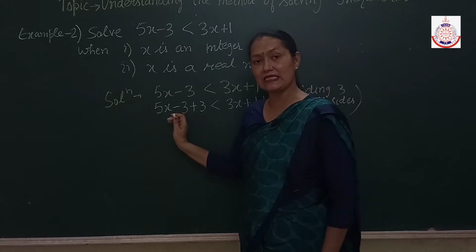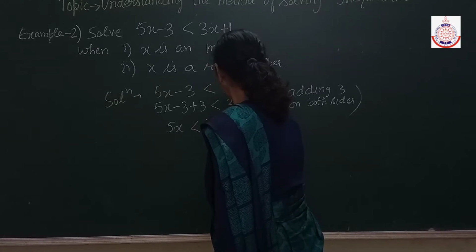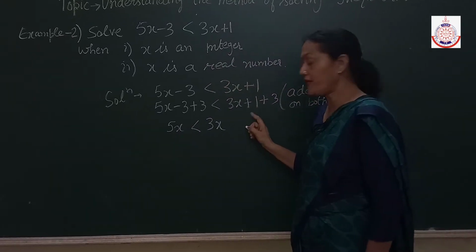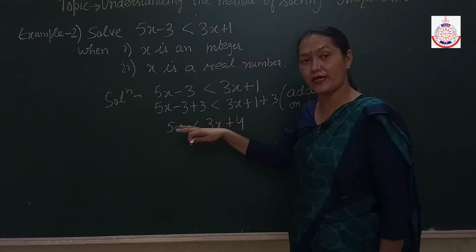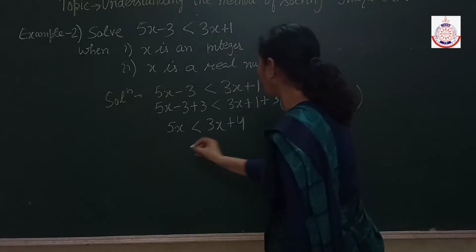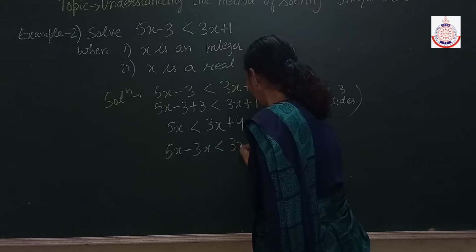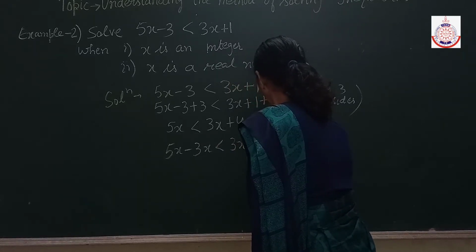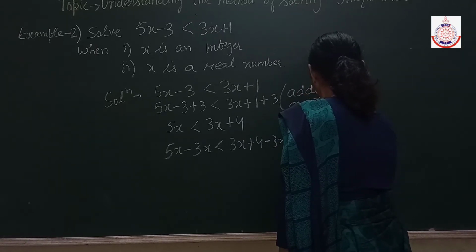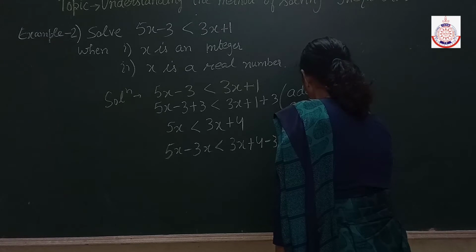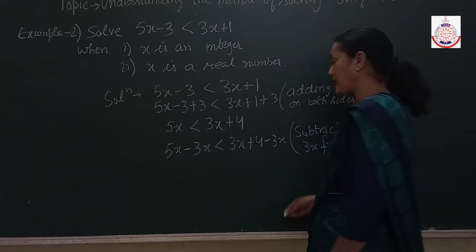Minus 3 and plus 3 will get cancelled. So we'll be left with 5x strictly less than 3x, and 1 plus 3 gives us 4. Now next step, we want to shift this 3x to this side, but we can't move it to that side. So next step would be subtracting 3x from both sides.